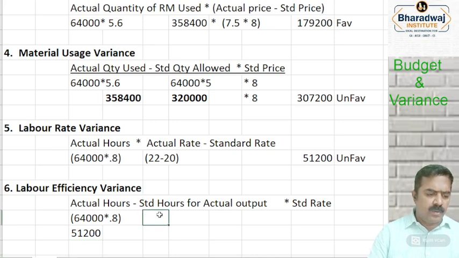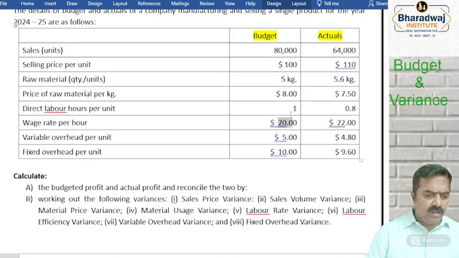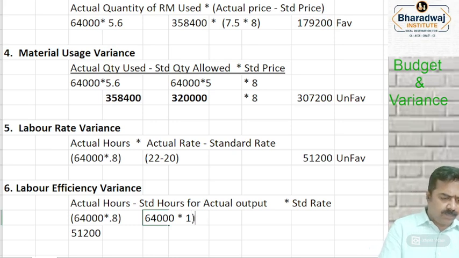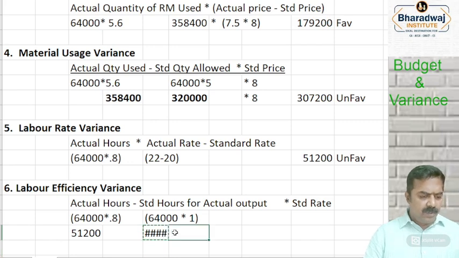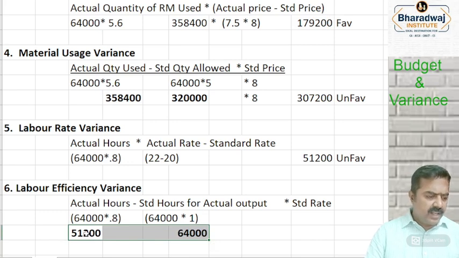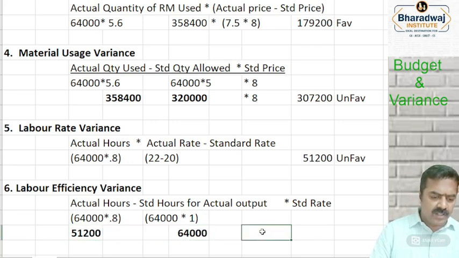Standard hours allowed. How many hours allowed? 64,000 into 1 hour allowed. You can see hours allowed is 1 hour. So 64,000 hours allowed. Simple. Workers can complete the production in 64,000 hours, but they completed in 51,200 hours multiplied with standard rate.